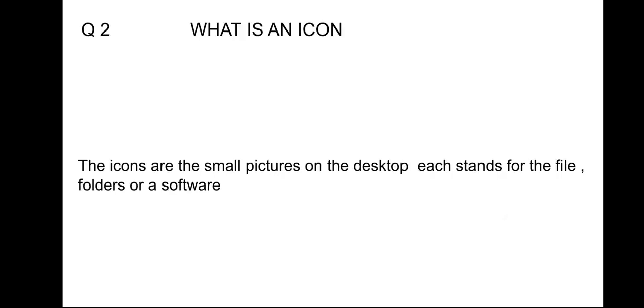Next, what is an icon? The icons are small pictures on the desktop. Each stands for a file, folder or a software. Each icon stands for a file, folder or a software. Icon is a small picture. This point first has to be written, what is an icon and how it looks. Then we have to write each stands for a file, folder or a software.